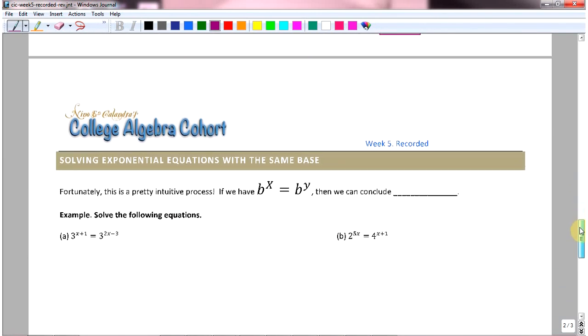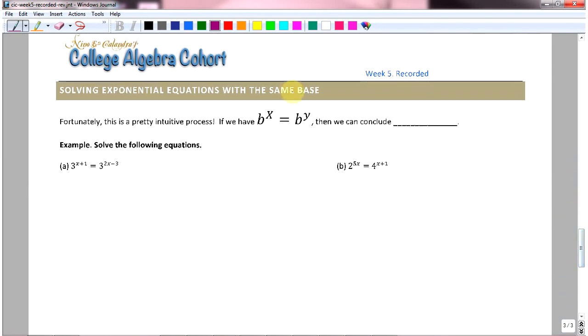Let's go into our last page. We want to look at solving exponential equations with the same base. Fortunately, I think you're going to find this to be very straightforward. Let's say that we have b raised to the x power is equal to b raised to the y power. Well, what do you think we can conclude? Since the bases are the same, the only way that can happen is if the exponents are the same. So we can conclude that x is equal to y, and then we just need to solve that resulting equation.